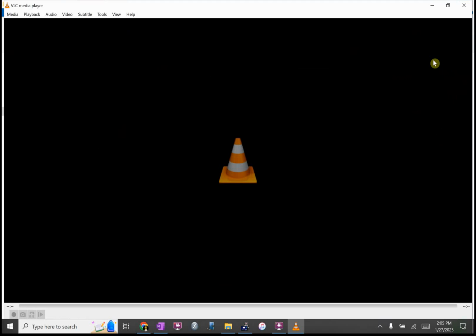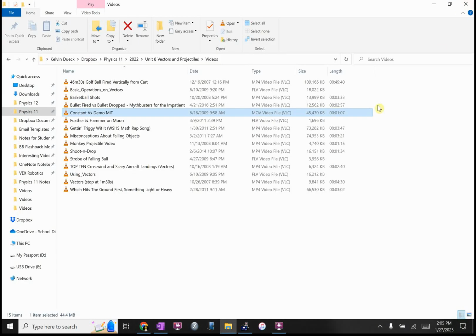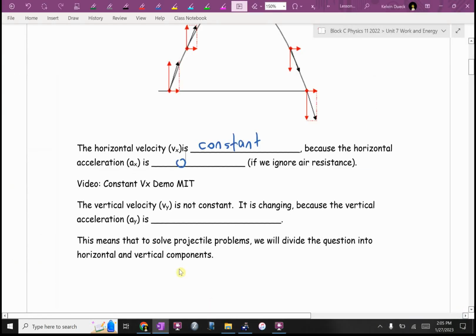You can try this yourself if you just walk at a constant speed and throw a ball in the air. Sorry for those of you at YouTube, but if I walk at a constant speed, watch. The ball came straight back down to my hand. It did not end up behind my hand or in front of my hand, and that's because I was walking at a constant speed, so what's my horizontal acceleration?